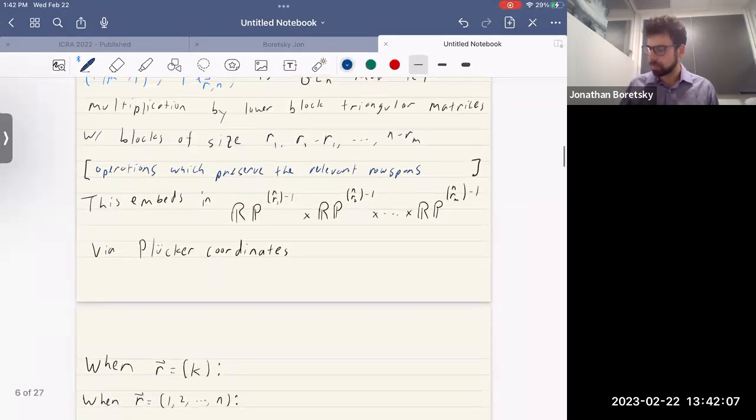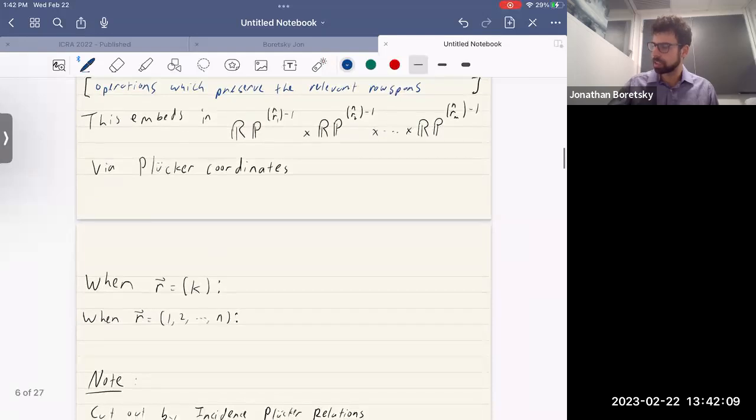So good. What are some common examples? If we have a single rank, so if R is equal to k, well, then we're looking at subspaces of dimension k in R^n with no containment conditions, because it's just one subspace. So this is exactly the Grassmannian. And when R equals 1 through n, this gives us what we call the complete flag variety, and we'll often just denote this FL_n, and that's also a particularly nice case.